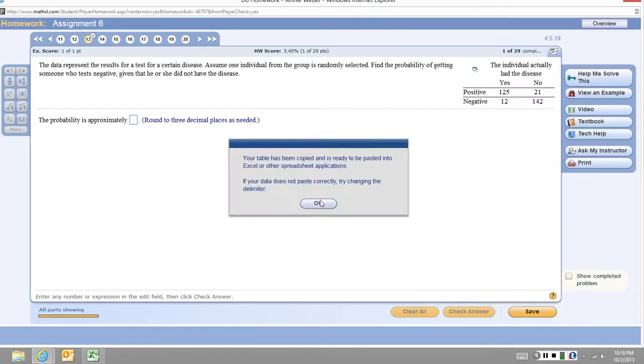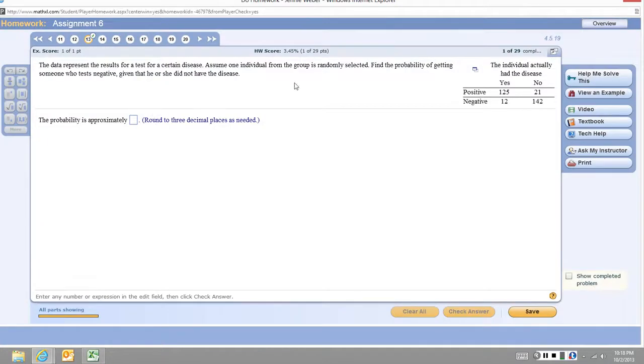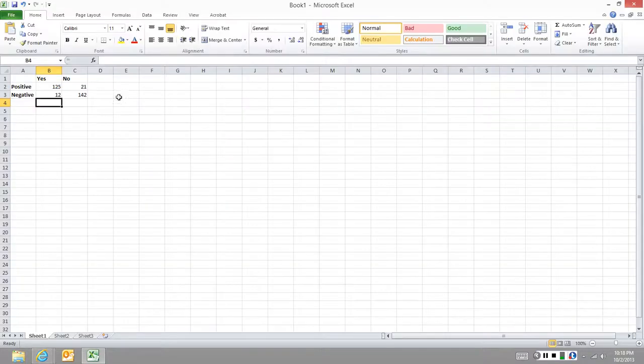So I'm going to copy this table to the clipboard, and I'm going to put it here so that I can see it and make it easier to work back and forth. Now, what does this tell me? Okay, someone who tests negative, but what's my first thing? Given that he or she did not have the disease. So this is the people who didn't have the disease.